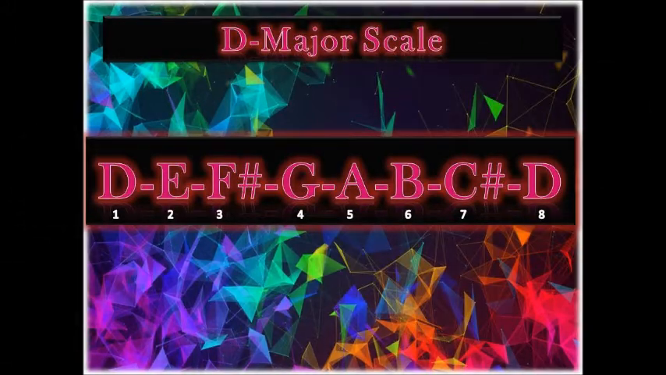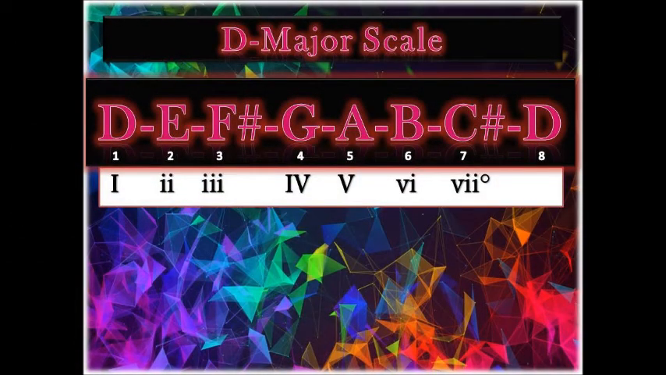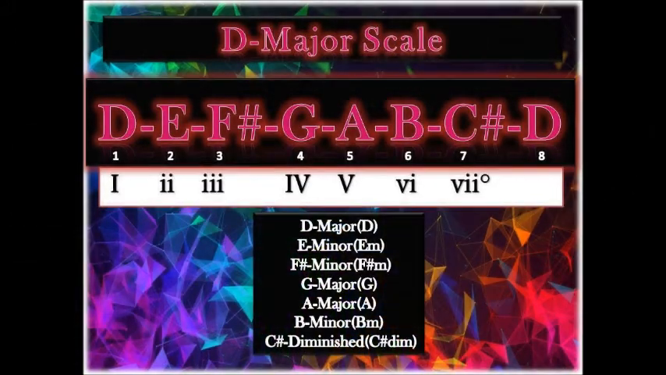We then give it numbers from 1 to 8 so that we can give these notes an address. This is our Roman numeral representation. It is a universal formula. It is the same that we learned in the previous lesson. It helps us identify the chord's nature in a scale. For example, in the D major scale, the chords from this formula are D major, E minor, F sharp minor, G major, A major, B minor, C sharp diminished.